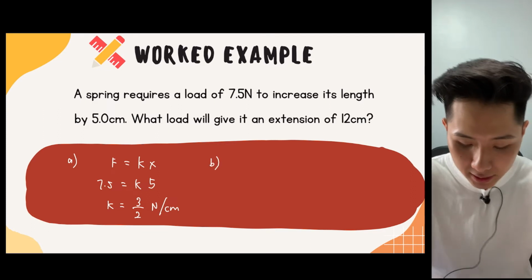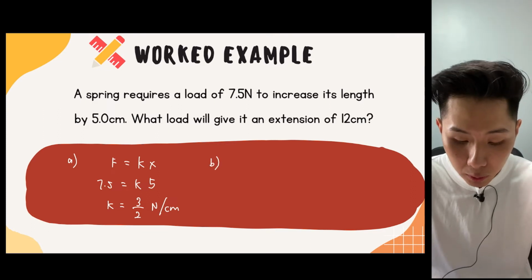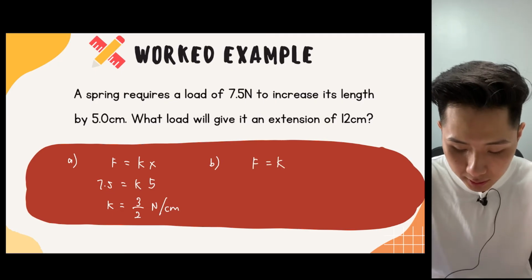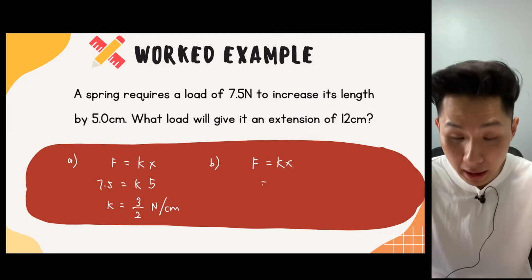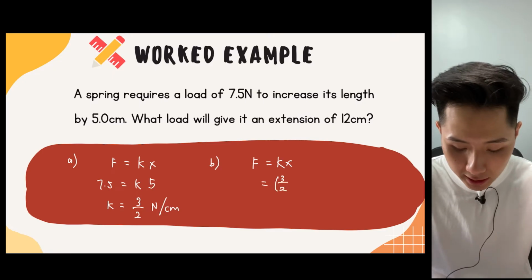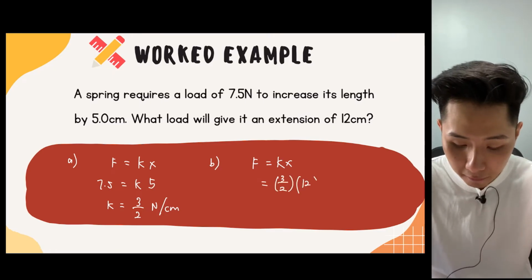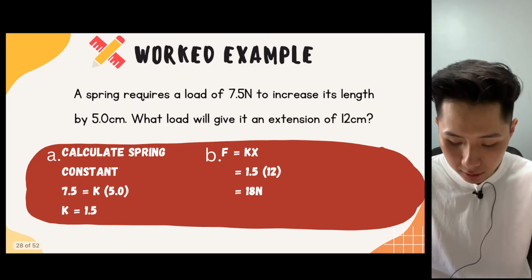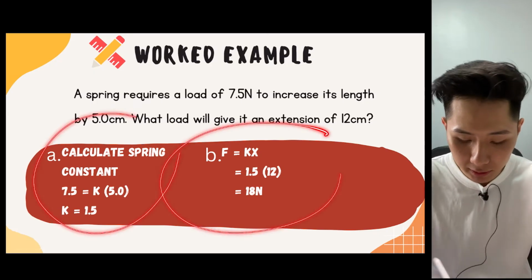And B, let's solve. Now we know what the spring constant is. We can use the same formula, but now we need to find F. So I'm going to substitute the K that I found into the formula. 3 over 2 times 12, I get 18 Newton. So if we look into the answer, that's all about it.